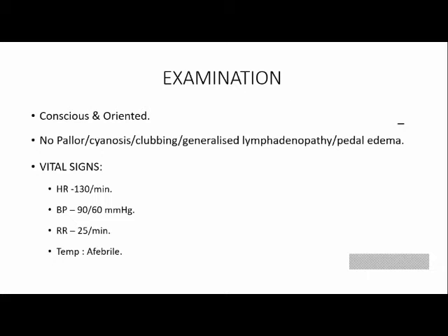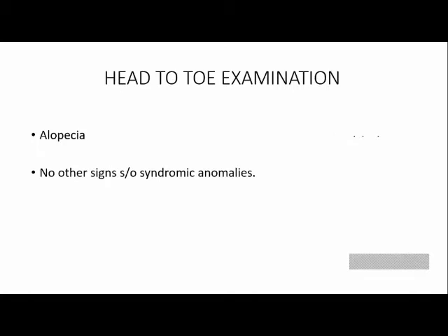Sir, on general examination, the child is conscious and oriented. There is no cyanosis, no pallor, no clubbing, no lymphadenopathy, no pedal edema. Vital signs: heart rate is 130 per minute, blood pressure 90 by 60 millimeter of mercury, respiratory rate 25 per minute, and the child is afebrile. On head to toe examination, the child has alopecia with no other signs suggestive of syndromic anomalies.